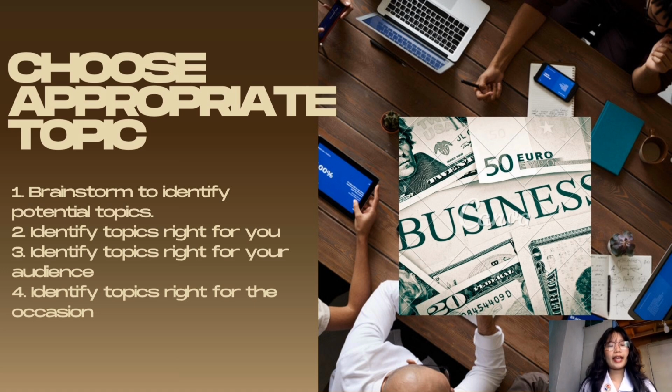The fourth one is identify the topic right for the occasion. Consider the purpose, tone, and atmosphere of the event. Choose a topic that fits the theme and tone of the event. For example, a group of students presenting at a conference on innovation might consider a topic on innovative products or services, highlighting the latest trends and technologies.